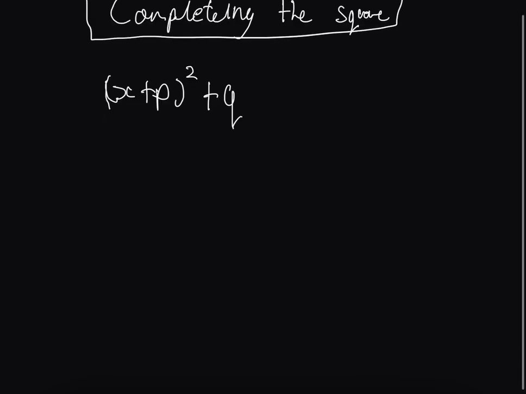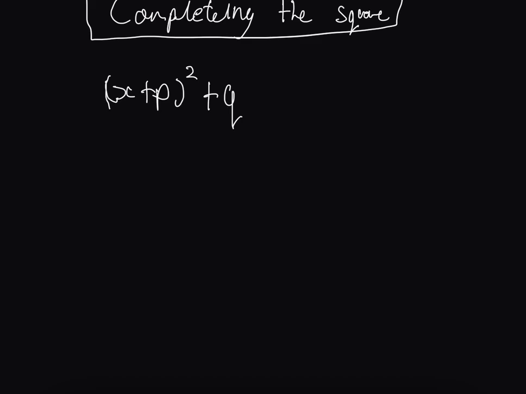Today we'll be looking at completing the square. Completing the square rewrites a quadratic equation in the form (x + p)² + q. We looked at quadratics in the last lesson. Now what does this do? This makes it easier for us to comprehend the quadratic and lets us find the minimum and maximum value. So let's look at an example.